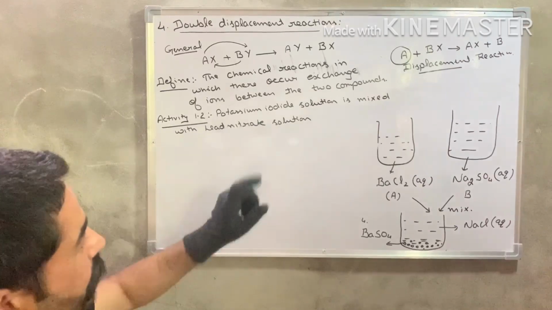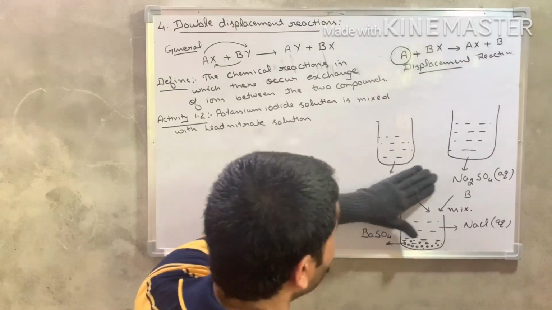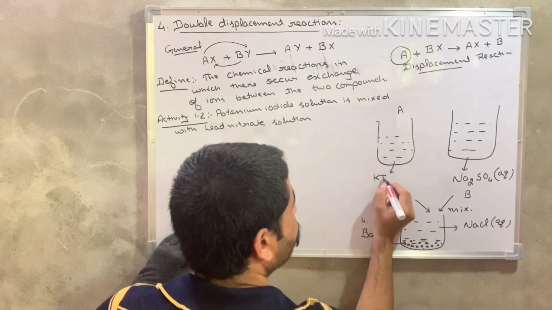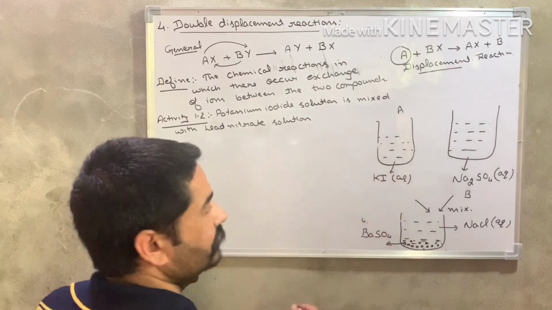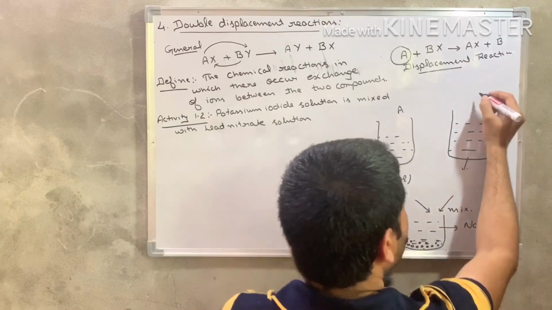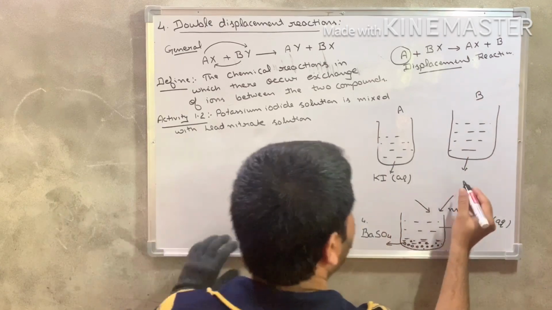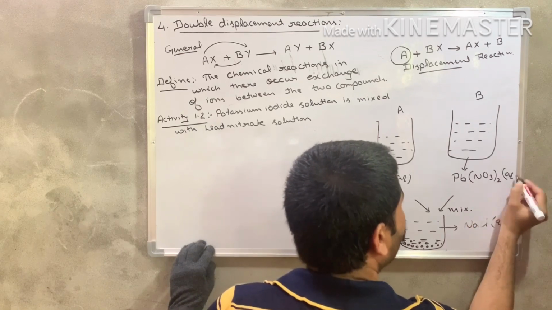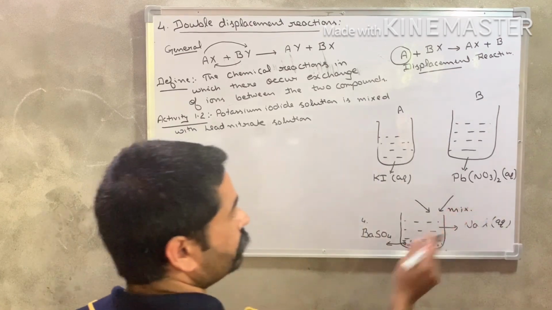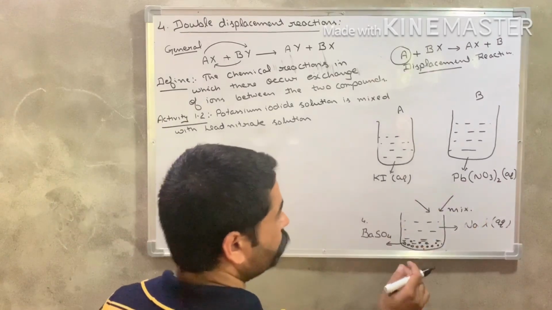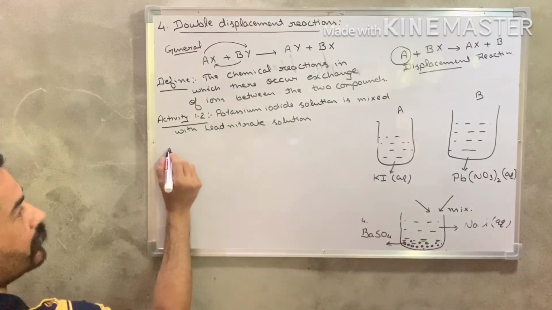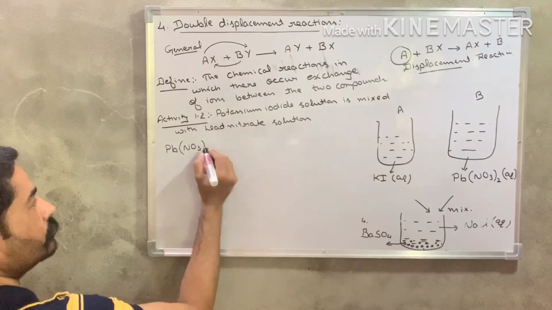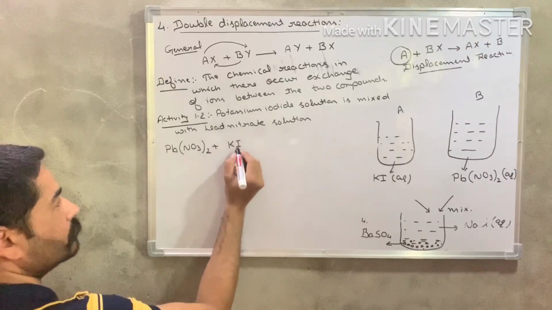Okay, so potassium iodide is again a solution. Let's say in beaker A I have potassium iodide in aqueous form, and it is again transparent. In beaker B, I have lead nitrate, Pb(NO3)2, in aqueous form. Then when I mix both of them, you will see what will happen when I mix lead nitrate to the potassium iodide, both in aqueous form.